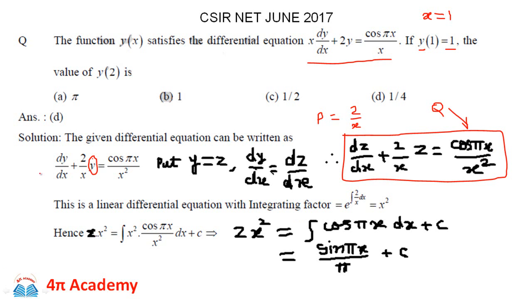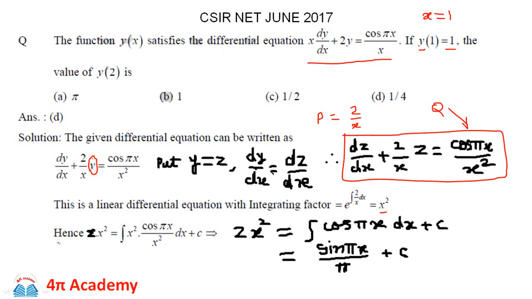So the first step is over. The second step is you have to find the integrating factor. This integrating factor will be equal to e raised to power integration of p dx. So integration of this p, which is 2 by x dx, this integration is simple. Its value is x square.